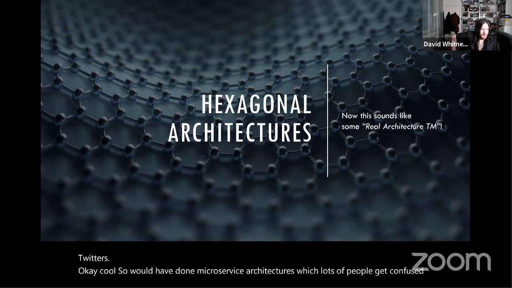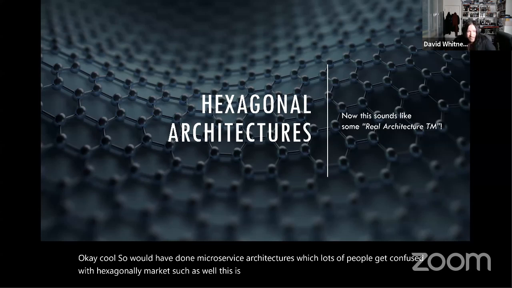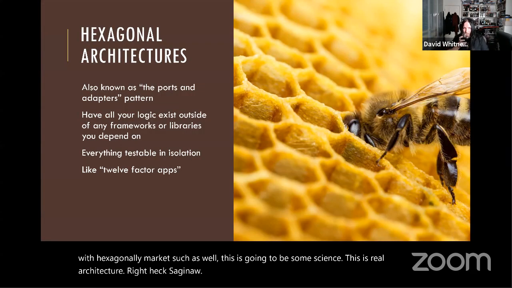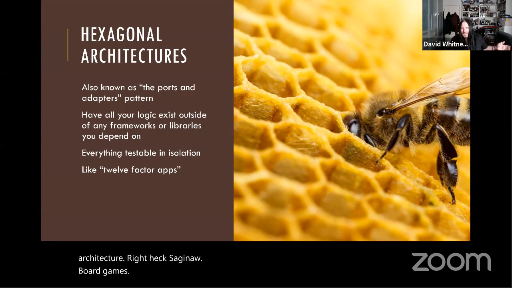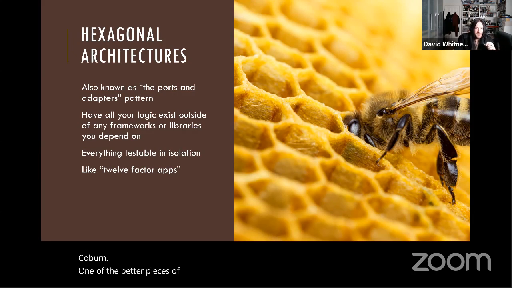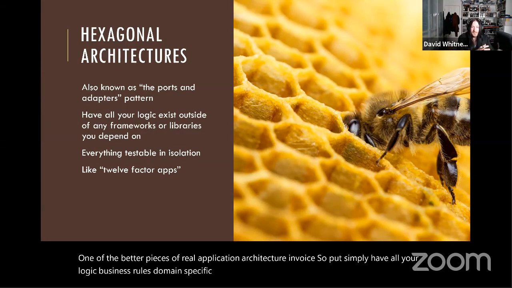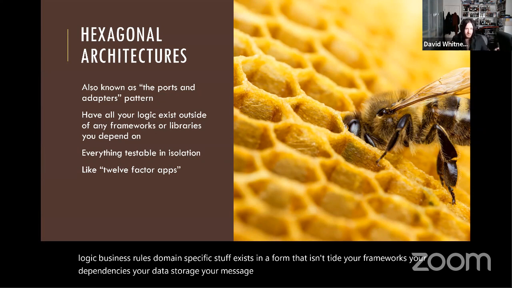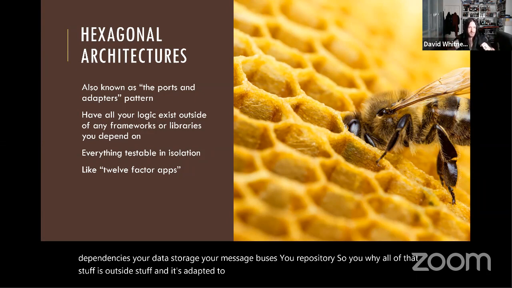Okay, so hexagonal architectures. Well, this has got to be some science. This is real architecture, right? Hexagonal board games. Hexagonal architectures are also known as the ports and adapters pattern, as defined by Alistair Cockburn, and are one of the better pieces of real application architecture advice. So put simply, have all your logic, business rules, domain-specific stuff exist in a form that isn't tied to your frameworks, your dependencies, your data storage, your message buses, your repositories, or your UI. All of that stuff is outside stuff, and it's adapted to your internal domain model and then injected in when required. So what does that really look like?